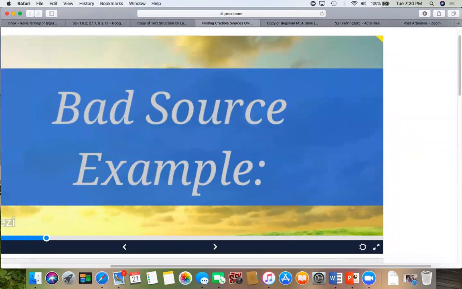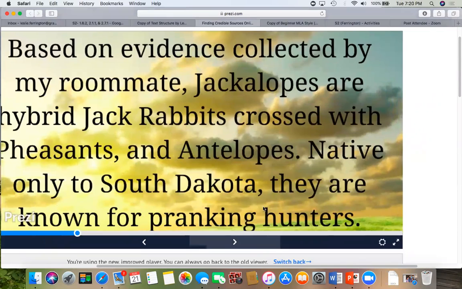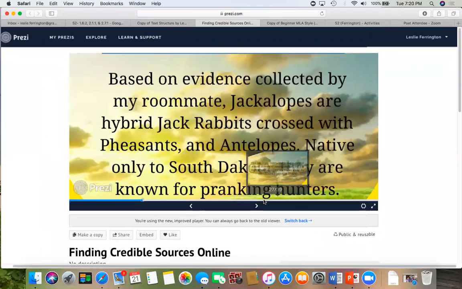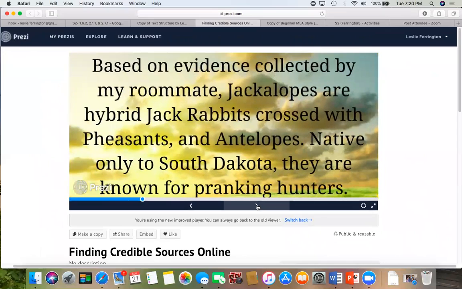So this is a bad source example. Sorry guys, let me make this a little smaller so we can see it. Based on evidence collected by my roommate, jackalopes are hybrid jackrabbits crossed with pheasants and antelopes. Native only to South Dakota, they are known for pranking hunters, which is not very authoritative there.